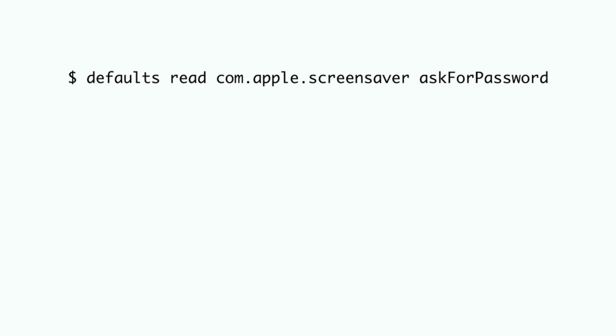you very often probably want to query a machine and find out what's been set. Maybe it's required that the ask for password is turned on for the screensaver for all your machines. So I'll use defaults read com.apple.screensaver askForPassword, comes back with a string of 0, which I've now since figured out means no or false. So this machine isn't asking for a password when the screensaver comes on.